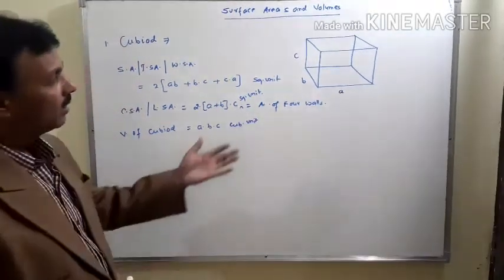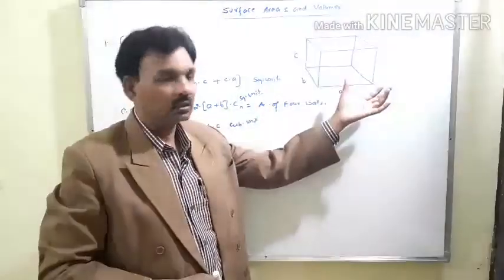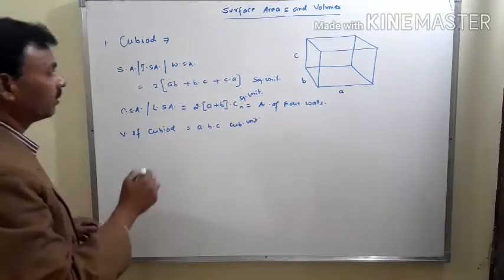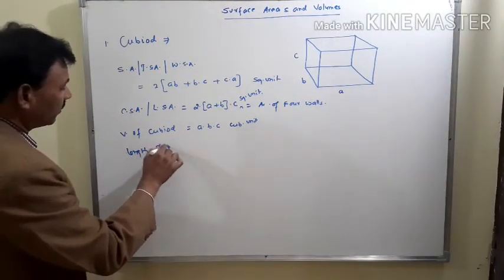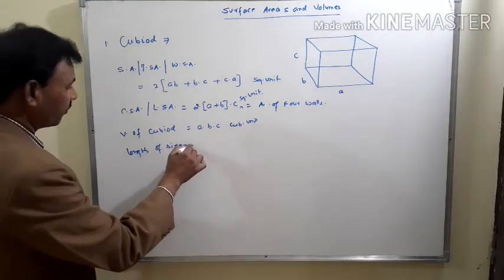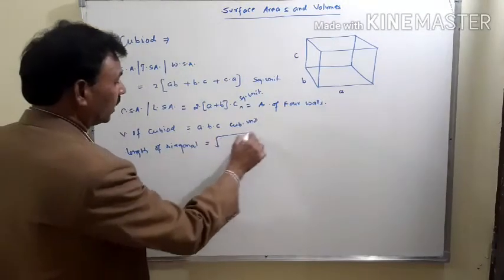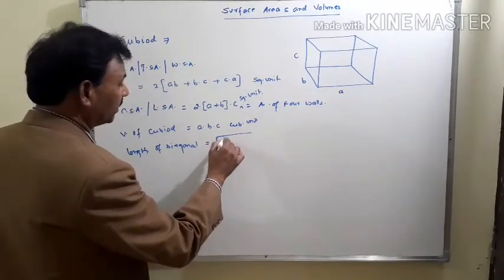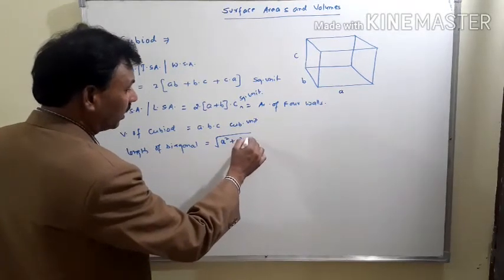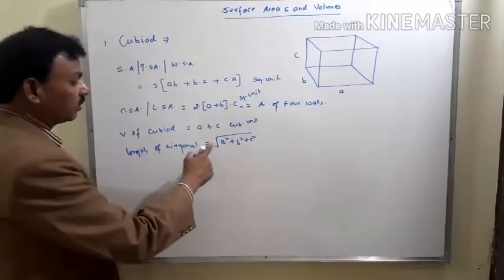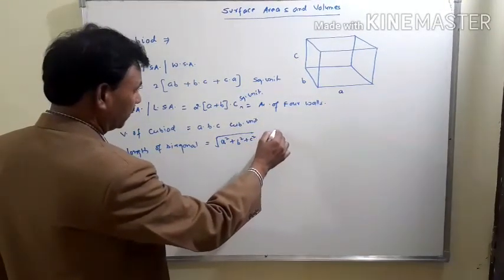Now, if we want to find the diagonal of this cuboid, then the length of the diagonal is equal to root under L square, that means length square, plus width square plus height, that means C square. That means root under A square plus B square plus C square units.